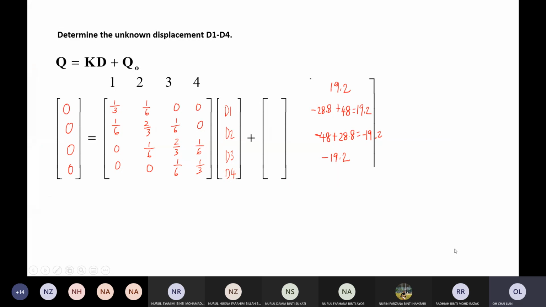Okay, can you come back to the tutorial? Yes, doctor. Okay, so you can establish your global stiffness matrix in such. Okay, can you do so now while I'm filling this Q note? Wait, yes, doctor. Okay.